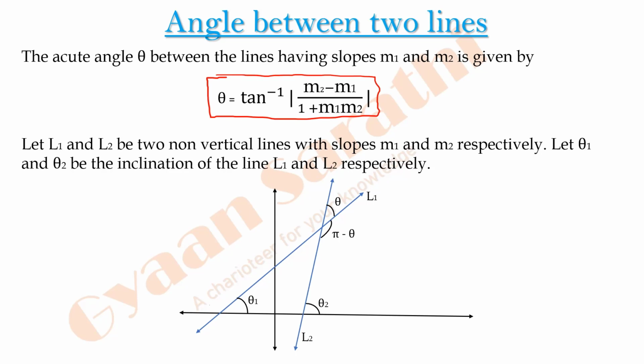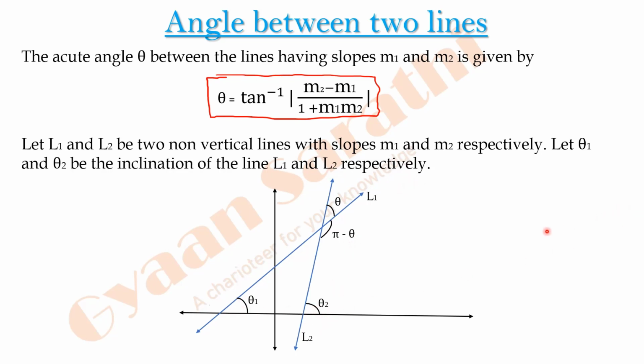So let us consider a case here, that is two lines L1 and L2. As you can see here in the figure, this is L1 and this is L2. So we have two lines L1 and L2 which are two non-vertical lines, meaning they are not making 90 degrees with the x-axis. Okay, and the slopes of the respective lines are m1 and m2. Theta 1 and theta 2 are the inclinations of the lines L1 and L2 respectively, as you can see here in the figure.